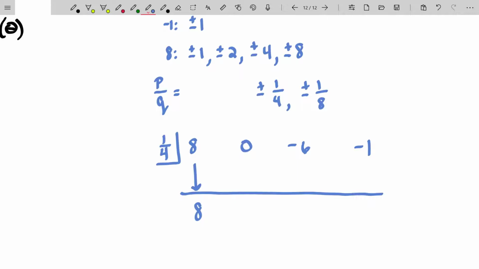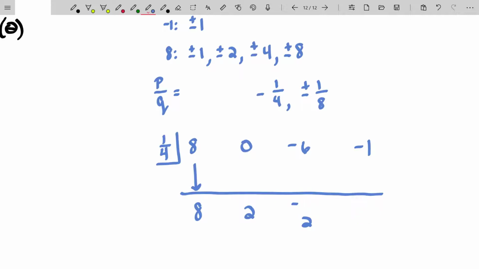So bring down that 8. We're trying the 1/4 as the root here. 1/4 times 8 is 2. 2 plus 0 is 2. 1/4 times 2 is 1/2. 1/2 plus a negative 6 is a negative 11/2. And you can see when I multiply this by 1/4, it's some number here, but it's not 0. So again, positive 1/4 is out of play.